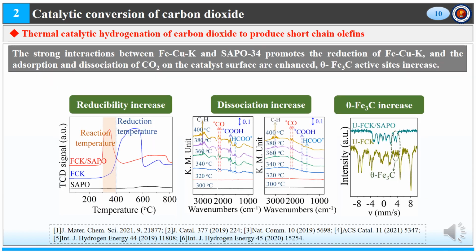The strong interactions between iron-copper-potassium and SAPO-34 promote the reduction of iron-copper-potassium, and the adsorption and dissociation of carbon dioxide on the surface are enhanced. Theta carbide iron active sites increased.